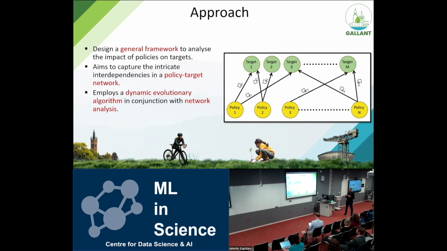So our framework, it's a bit funny, the font doesn't appear very well. This is supposed to be E with some subscripts representing the edges between policies and targets. Our framework will be in the form of a multi-objective optimization model that employs a dynamic evolutionary algorithm performed in conjunction with network analysis.